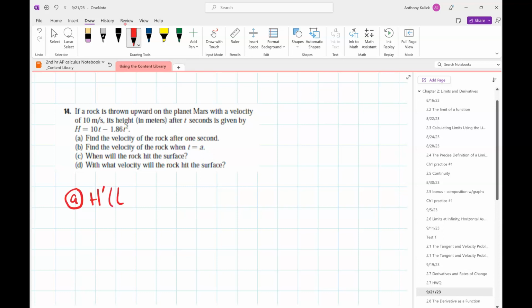So here we're looking for h prime of 1, right? I'm not doing that part first because when I read part B, it asks find the velocity of the rock when t is equal to a. That's looking for h prime of a. I'm going to do that part first because once I have that answer, I can just fill in 1 for a and I don't have to do that stupid limit thing again. So why do it 2 times when I only have to do it 1 time? So I'm going to do it in that order. I hope everybody's okay with that.